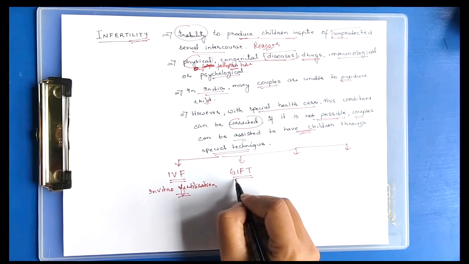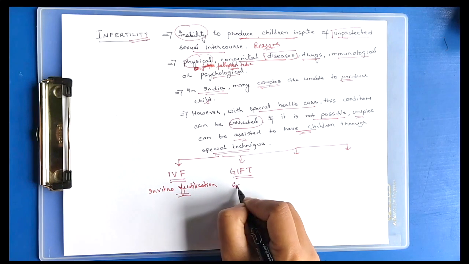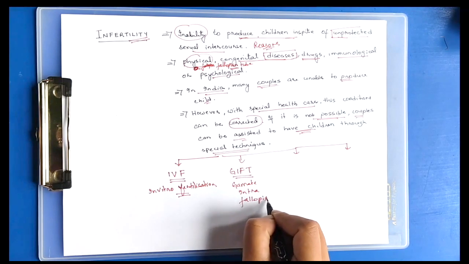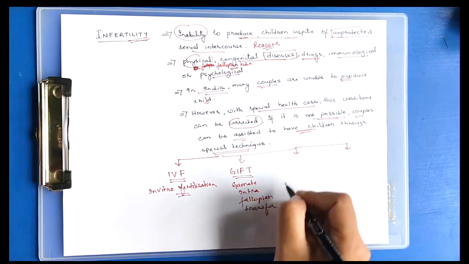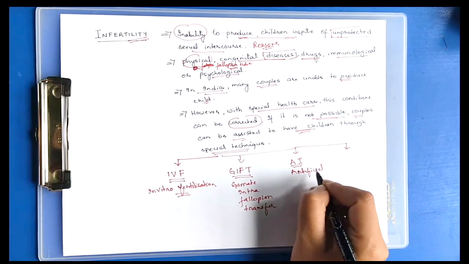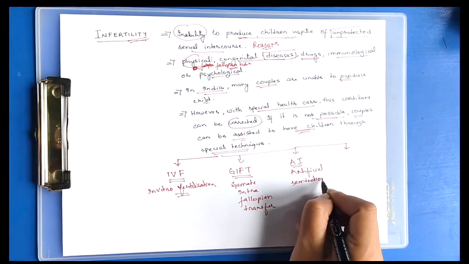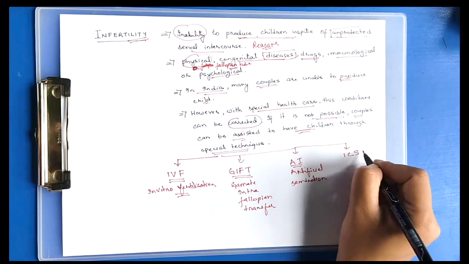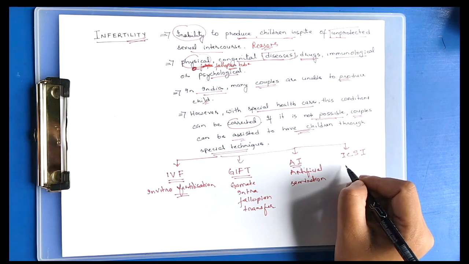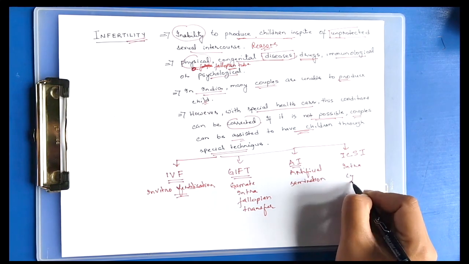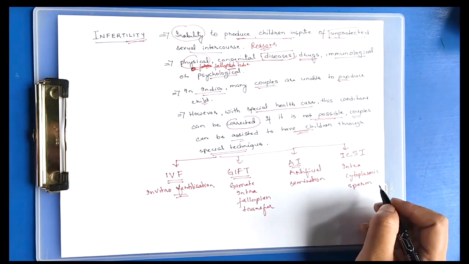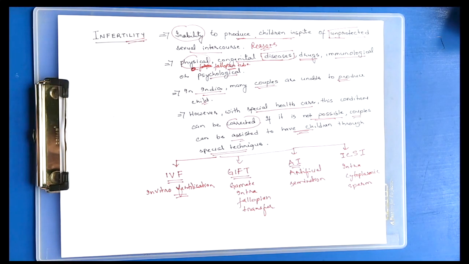IVF, in vitro fertilization, is the most common method. GIFT, gamete intra-fallopian transfer. AI, artificial insemination. ICSI, intracytoplasmic sperm injection.